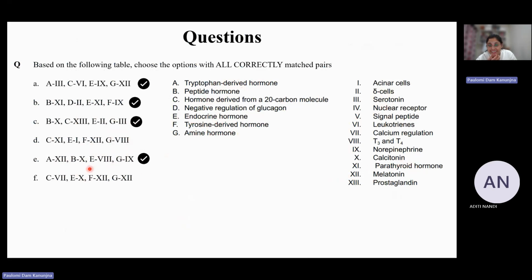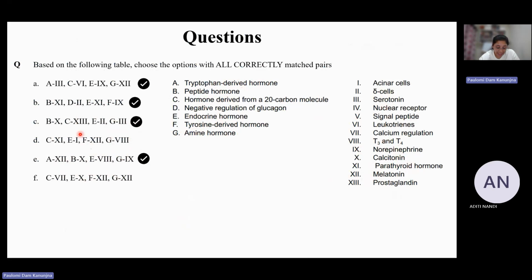E, which is your endocrine hormone to 8, which is T3 and T4. We have seen this is a thyroxine, which are correct. And G is 9, so amine hormone to norepinephrine is also correct. Okay, so these are also all correct pairs. Now we will look into the question which option do not have correctly paired, and we'll see what happened there.